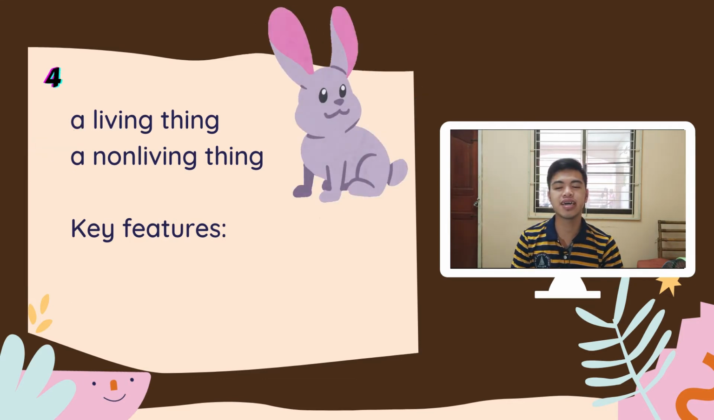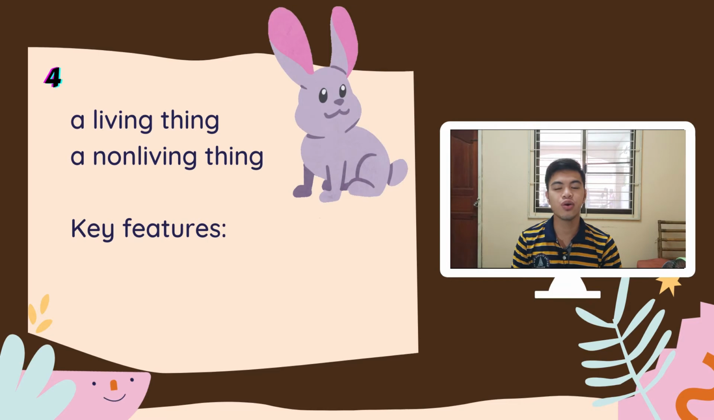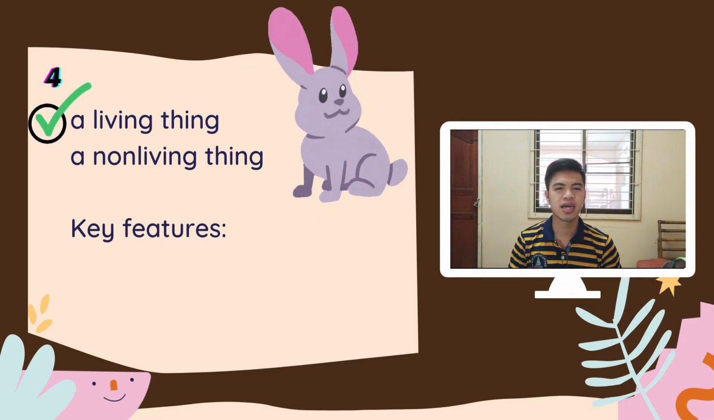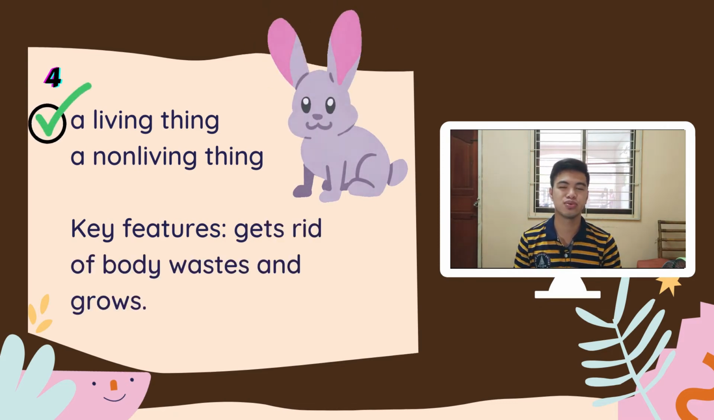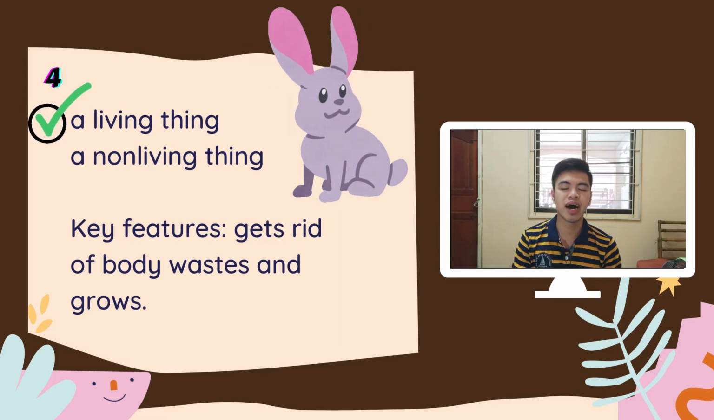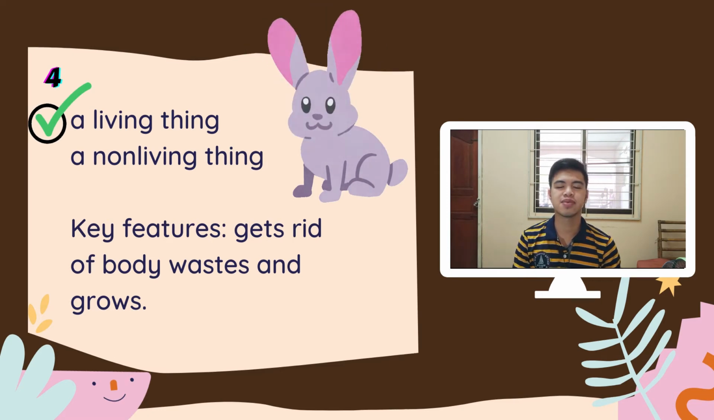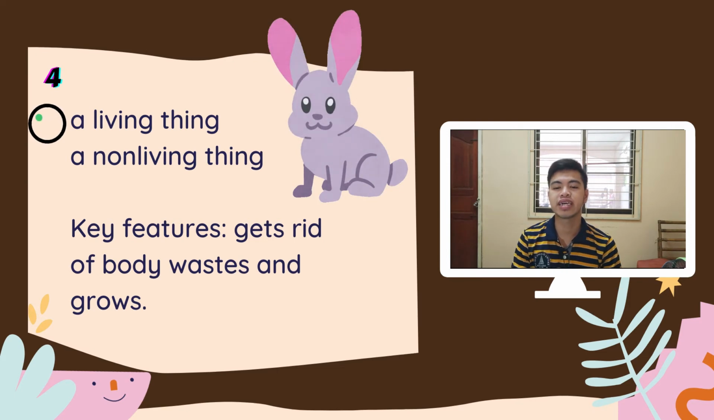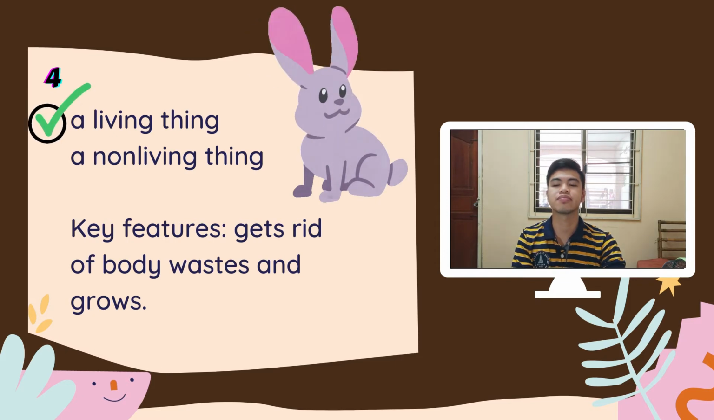We can see here a rabbit. So what do you think is a rabbit? Is it a living thing or a non-living thing? A rabbit is a living thing. But why? Because it gets rid of body wastes and grows. Okay. It's becoming bigger and bigger, and also it has to eliminate body wastes.